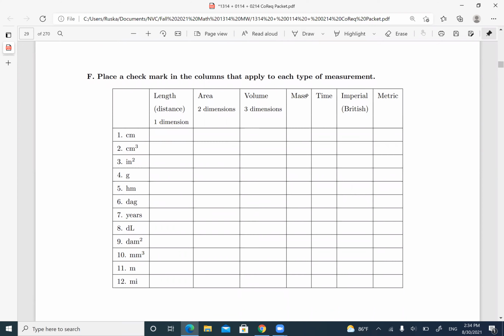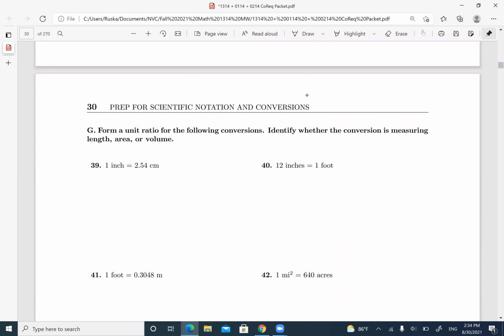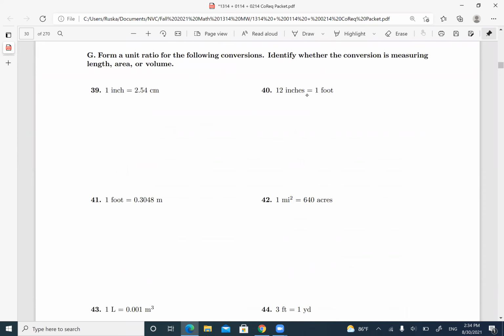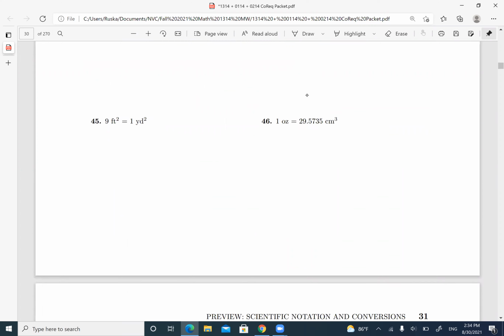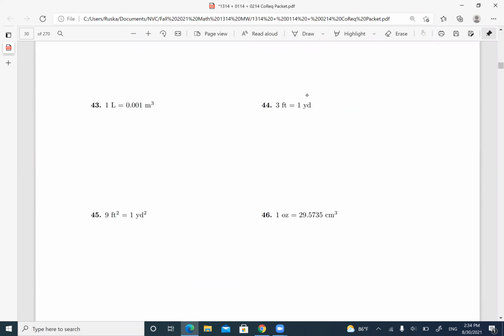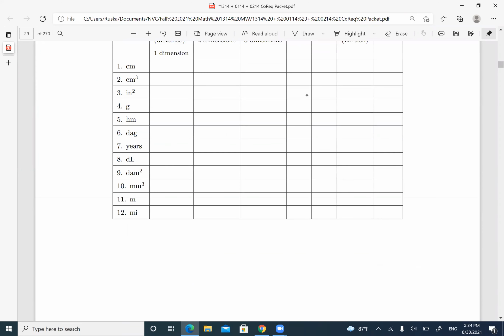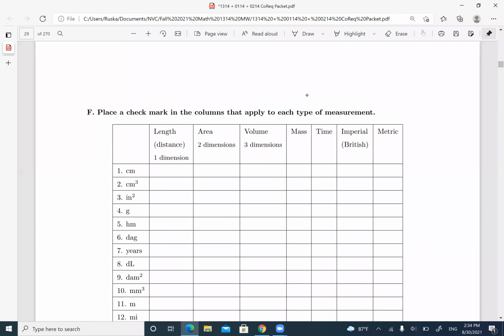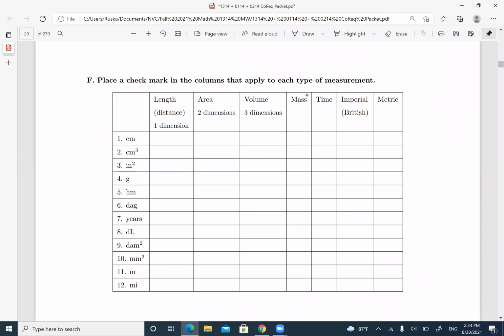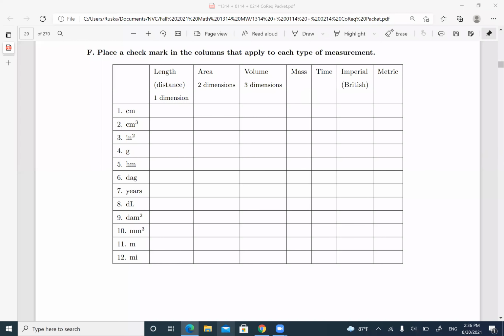And here we have to go with this table. We're also going to try to finish page 30. We have time. And then you're going to start the next time with page 31. So let's go ahead and finish these 2 pages. We have to place the check mark in the column that applies to each type of measurement. Okay, so here we have to answer this question.